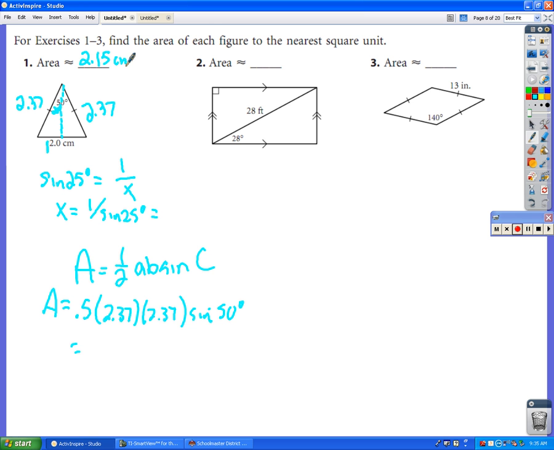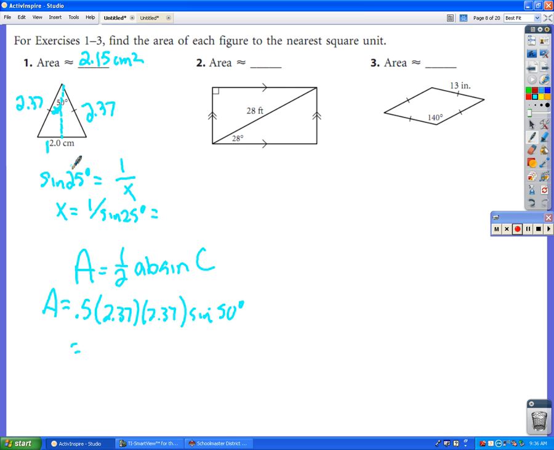Now, there's another way that you could have done this. When we cut this in half, you could have used tangent to find the adjacent side right here, and then that's the height of this triangle, and then you could have just gone 1/2 the base times the height, and you would have been able to find it that way. Hopefully that's the same answer as we got, okay?